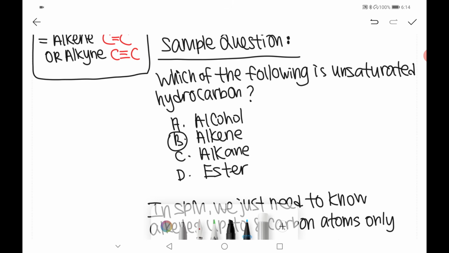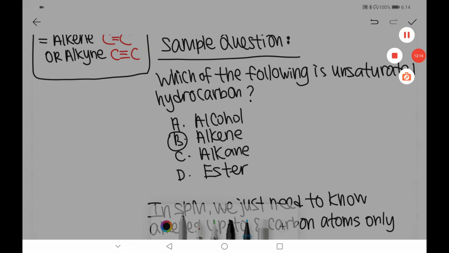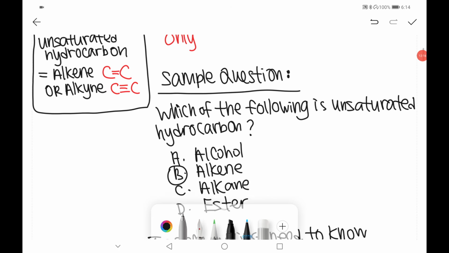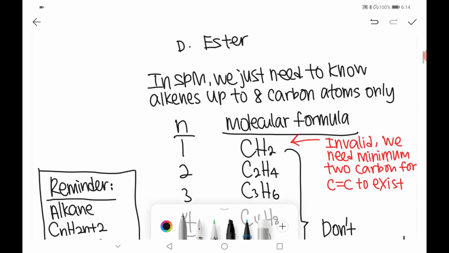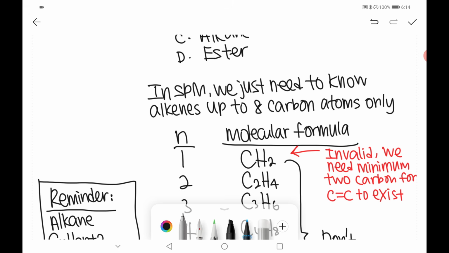All right, so remember, unsaturated hydrocarbon refers to alkene or alkyne. Saturated hydrocarbon refers to alkane. This question is very straightforward. Same thing in SPM, we need to know the alkene up to 8 carbon only. They will only ask you the alkene until 8 carbon. They won't ask you the alkene which has 9 carbon, 10 carbon, 11 carbon, or so on. In SPM, the maximum number of carbon they will ask for alkene is 8.